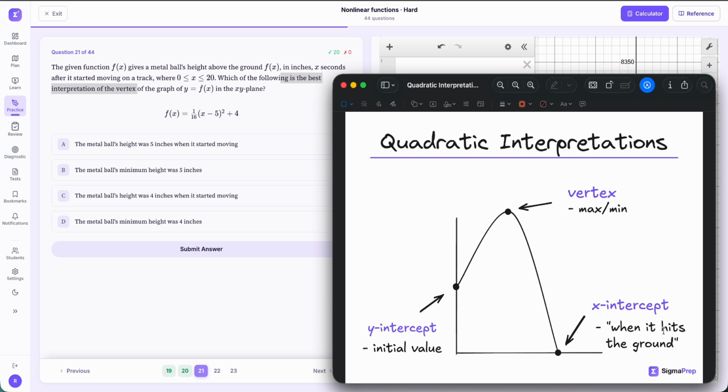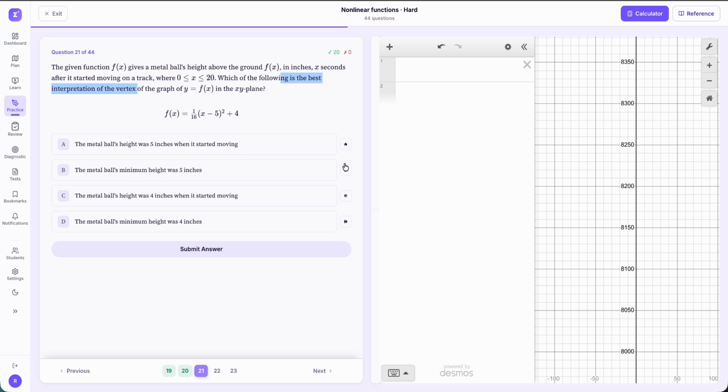They could also ask about the x-intercept. The phrasing for that, this is the one that usually throws people off, right? It'll be something phrased like when it hits the ground or like when it reaches the surface, something like that, right? So here we know it's going to be right away B or D, right? And we just got to figure out what that, in this case, minimum is, right?